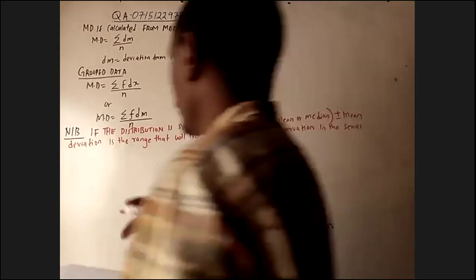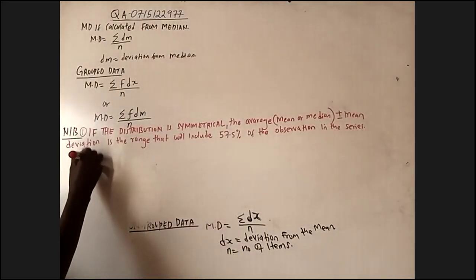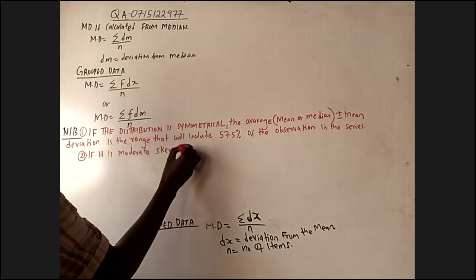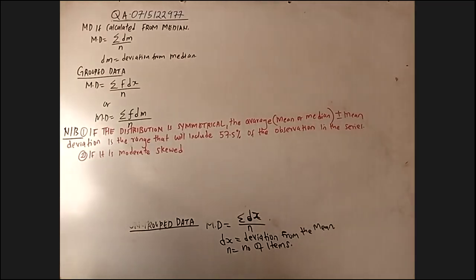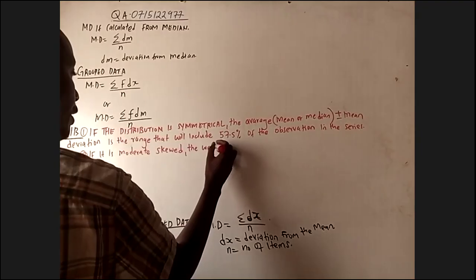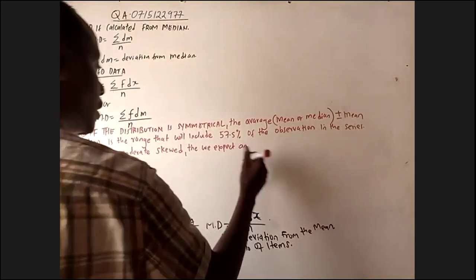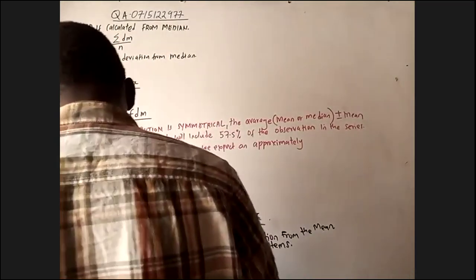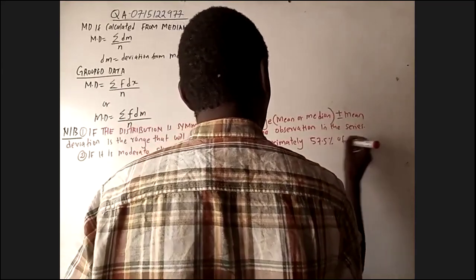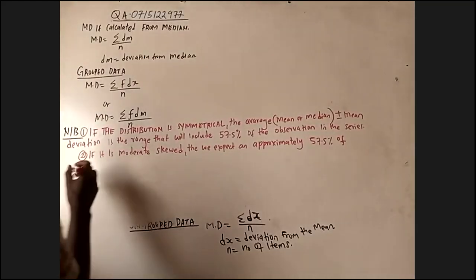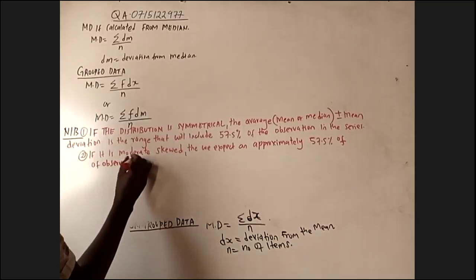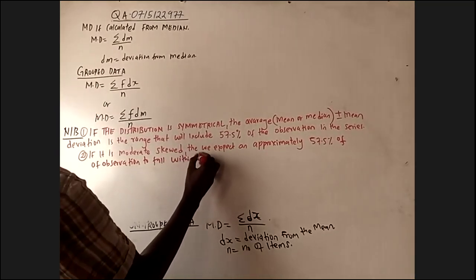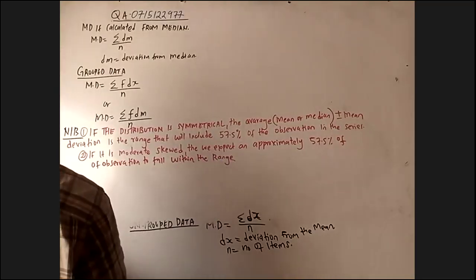Number 2, if it is moderately skewed, then we expect approximately 57.5% to 11.5% of observations to fall within the range.